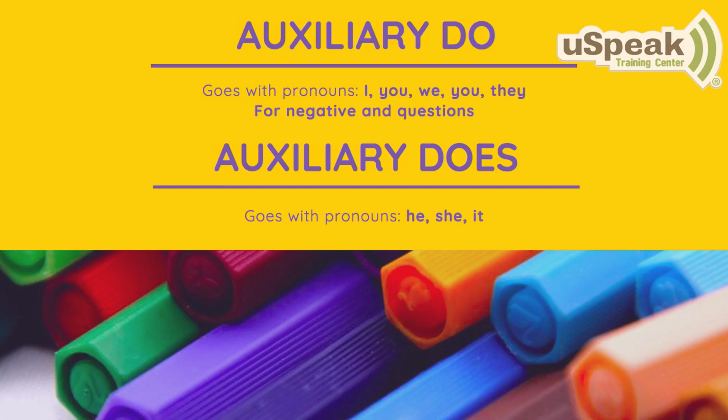In simple present, the auxiliaries we use are do and does. We use the auxiliary do with the pronouns I, you, we, you, they for negative and questions. We use the auxiliary does with the pronouns he, she, and it.